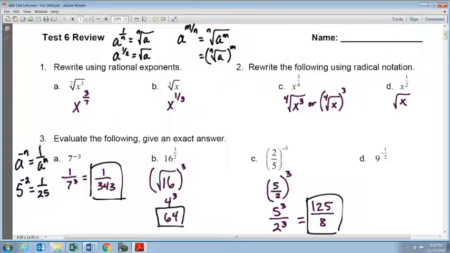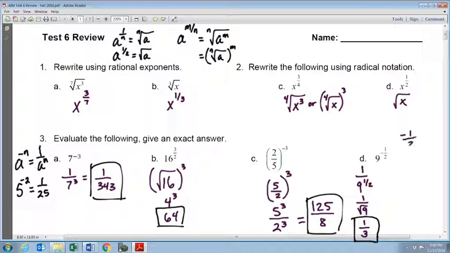All right. So now on letter D, we're actually putting two ideas together, negative exponents and fractions as exponents. There's really 2 ways you could approach this problem. I tend to get rid of my negative exponents first, and so I could write this as 1 over 9 to the 1/2 power. But anything to the 1/2 power is a square root. The square root of 9 is 3, so we get 1/3.